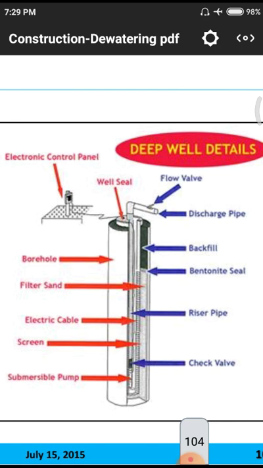Normally we have observed these valves and discharge pipes, and next this borehole and submersible pump. Remaining, we have not observed. The components are the backfill, a bentonite seal, a riser pipe, and the check valve. Okay, all those are the normal materials. After that we have the borehole, filtered sand, electrical cable, screening and submersible pumps. So we have different parts.